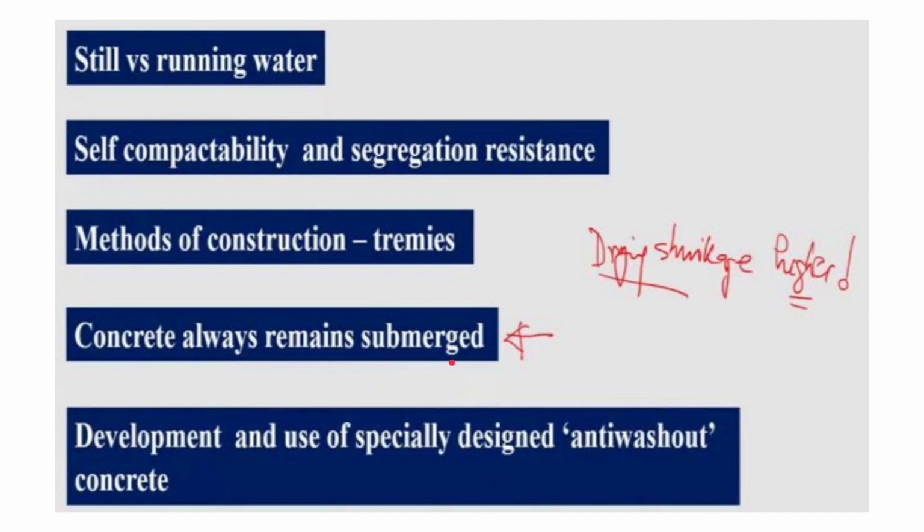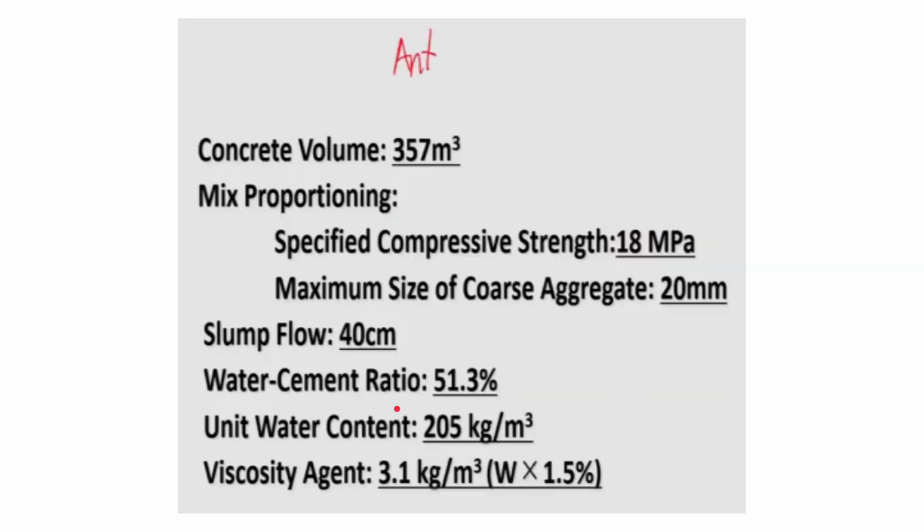Concrete always remains submerged in underwater, and hence the development and use of specially designed anti-washout concrete. So that is the requirement. Here, for example, as you can see, this is a trial design. They needed a concrete volume of 357 meter cube. Through mix proportioning, they required a specified compressive strength of 18 megapascal. The maximum size of coarse aggregate came to be 20 mm, the slump flow 40 centimeter, water cement ratio 51.3%, the unit water content 205 kg per meter cube, and the viscosity agent was taken as 1.5%. The W value came to 3.1.